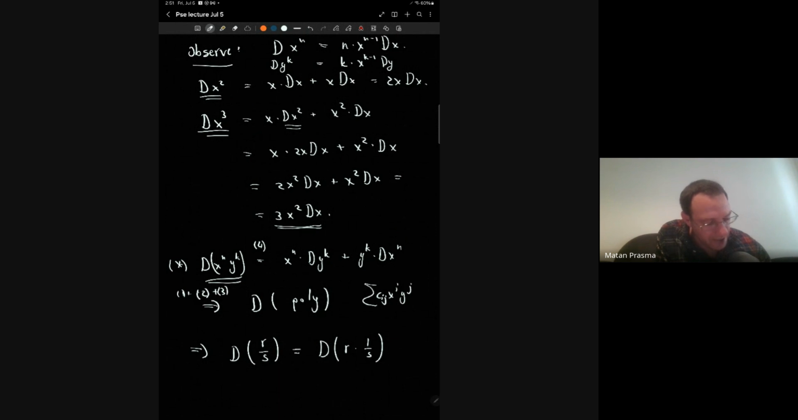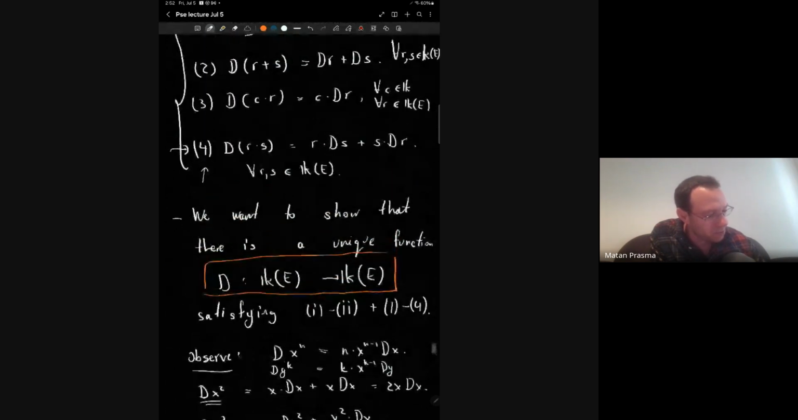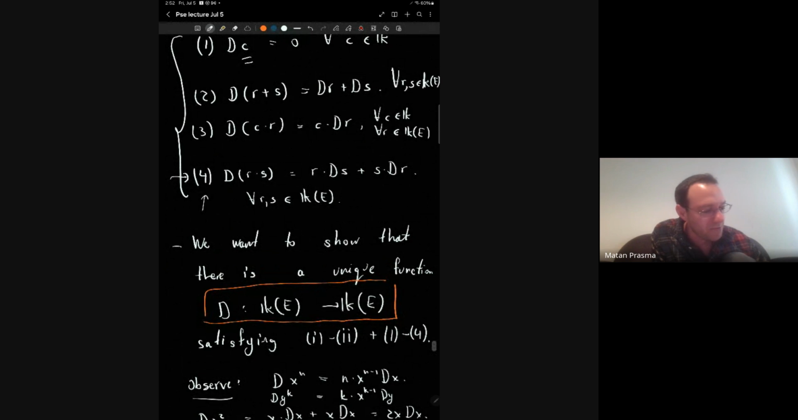And of course, if i and j are equal to 0, then I have the free coefficient. I need to know how to derive the free coefficient, but by axiom 1, this is a derivation if it is 0. And I need to know how to derive this monomial, C_ij x to the i, y to the j. But I know how to derive x to the n, y to the k. And rule number 3 tells me how to derive a constant times a function.